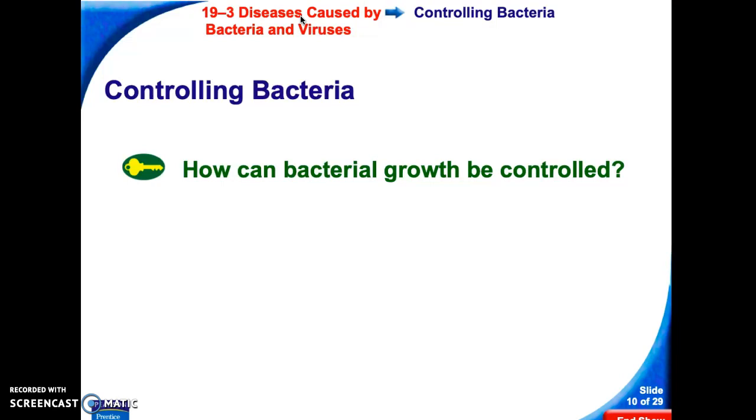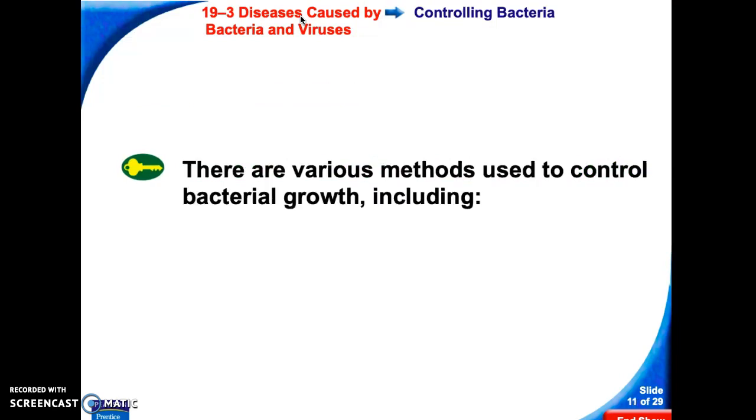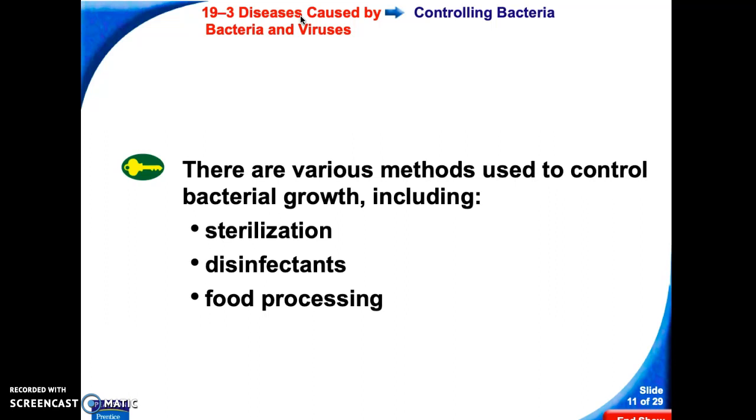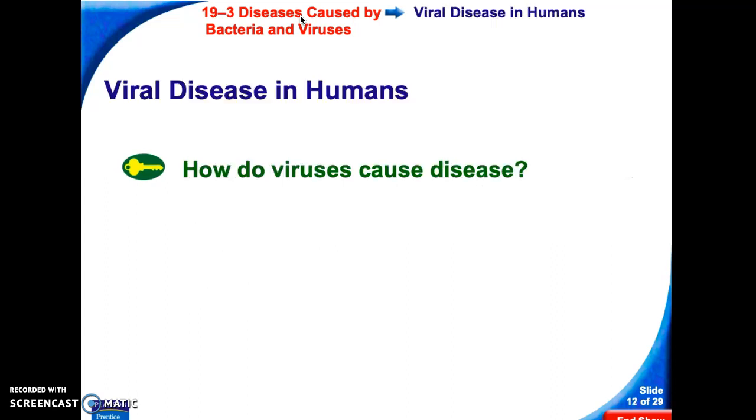So how can bacterial growth be controlled? Well, there's a couple of ways. First off, sterilization. I use the dentist office as an example for this. They clean your teeth and so forth. They sterilize the instruments that they use between each patient. They put them in a machine that heats them up super hot, and it's so hot that it kills the bacteria. We use disinfectants, after you clean or cook with chicken, things like that, you clean your counters with disinfectants. Food processing, meaning we store it at certain temperatures. We do other things in order to maintain the integrity of the food without allowing bacteria to grow.